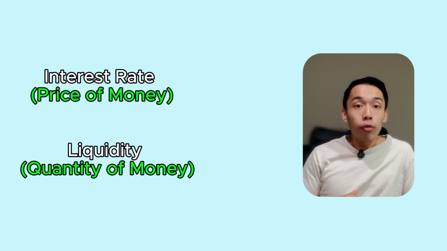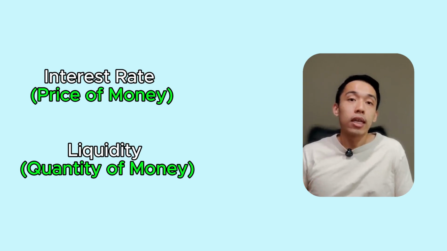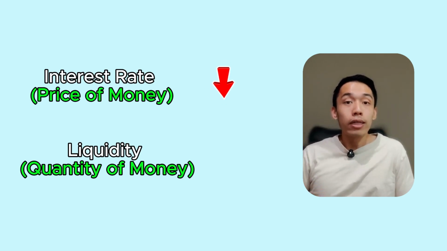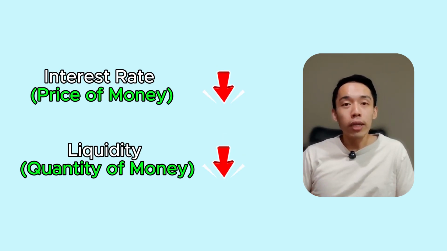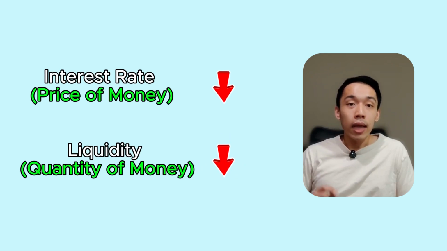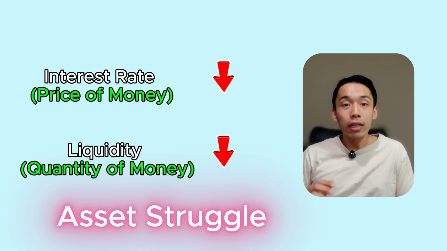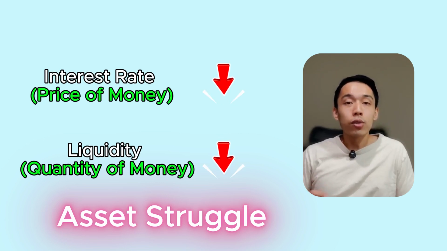Markets need both. Here's where confusion happens. You can have falling rates while liquidity is flat or tightening. In that environment, borrowing is cheaper, but money isn't flowing and credit stays tight. And when liquidity is tight, risk assets tend to struggle even in a lower rate environment. This is why rate cuts alone are not automatically bullish. To help you understand better, let's look at two different scenarios.